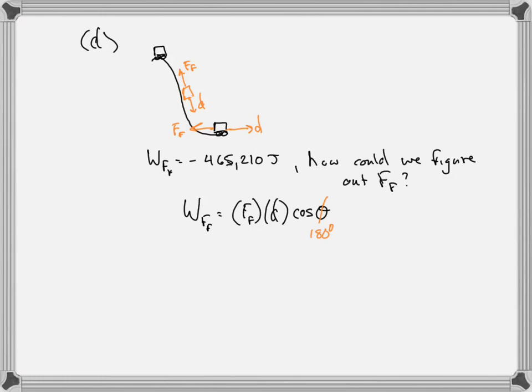D is the length of the track, right? Because D always points forwards. It's really just, at any point, how far I've gone along the track. So at any point, even though the angle of F and D changes as we go down the track, the angle between them doesn't. The displacement is always in the forward direction. So D in this case is the length of the track.